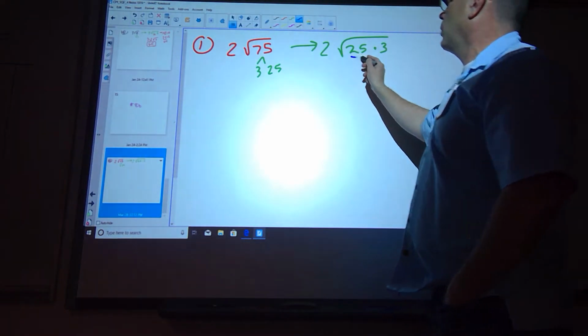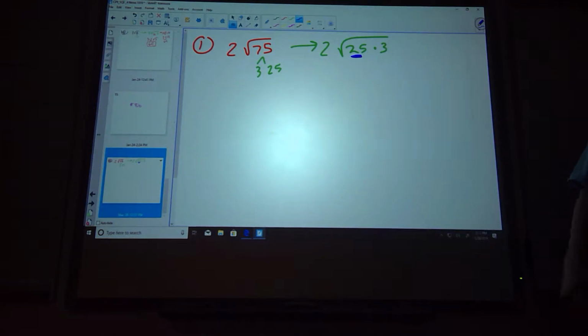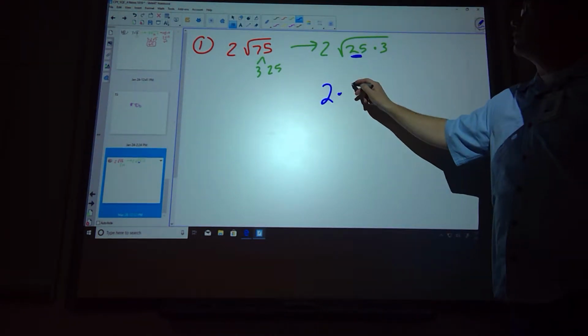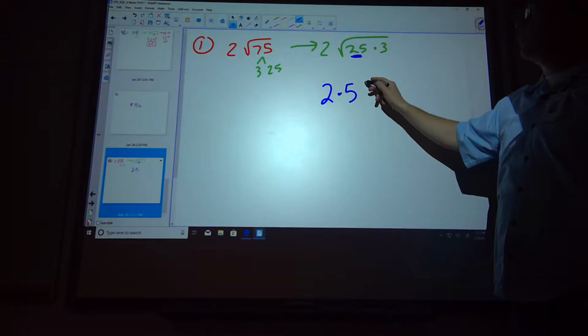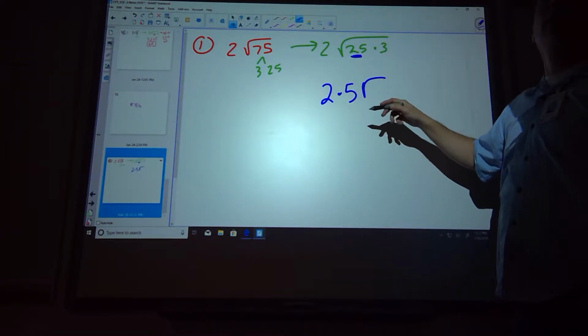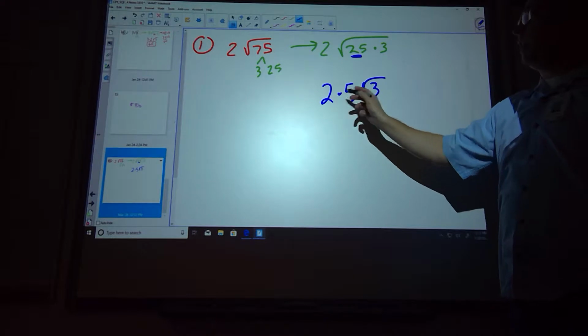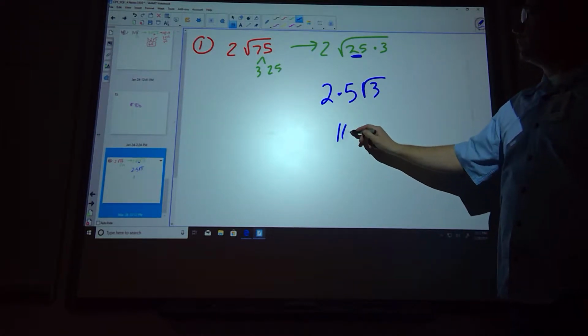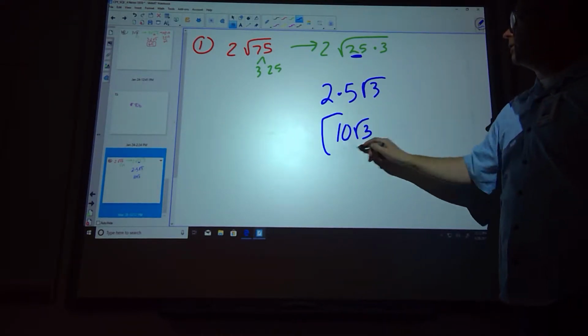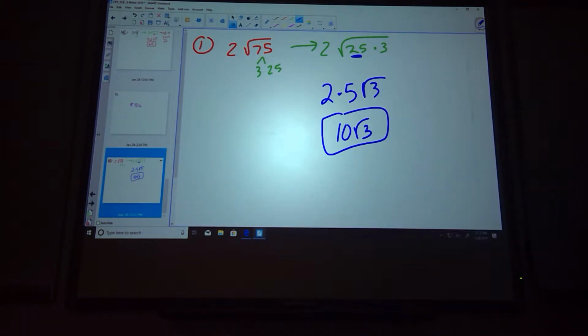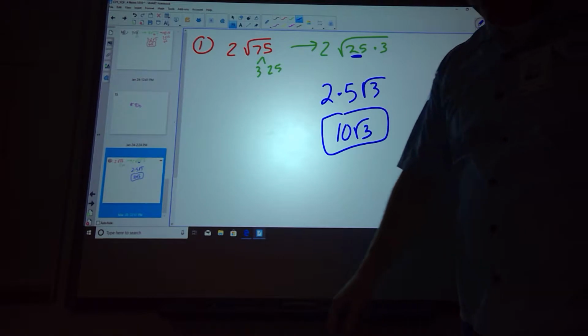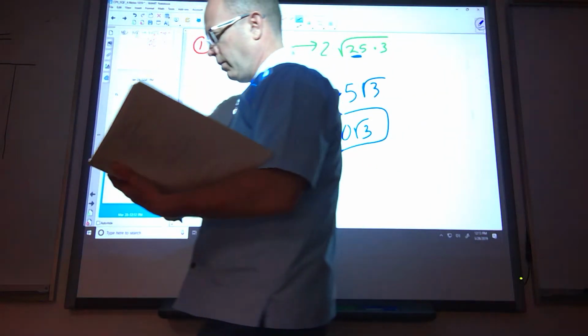Okay, so what's the square root of 25? 5. And that's going to join the 2 outside. Agreed? So I took the square root of 25. I no longer have a square root sign. What's left behind? 3. And then what's that? 10 square root 3. Perfect. 4? Yeah. Ready to move on?